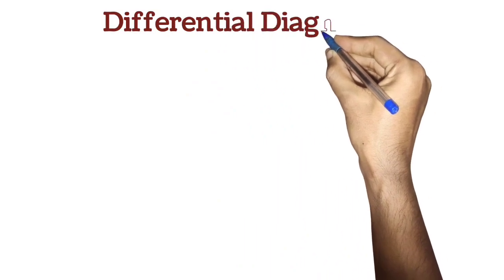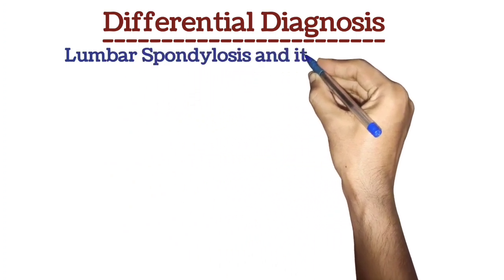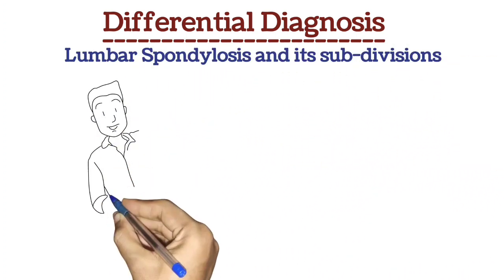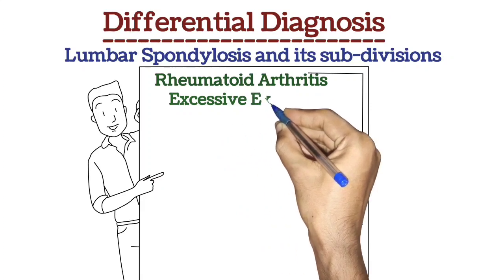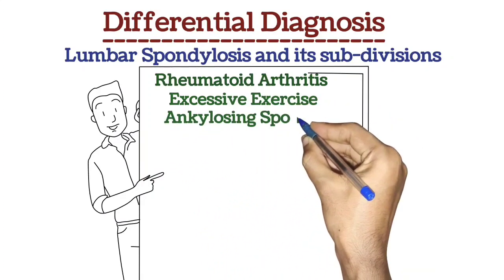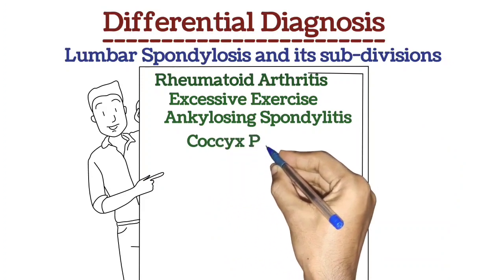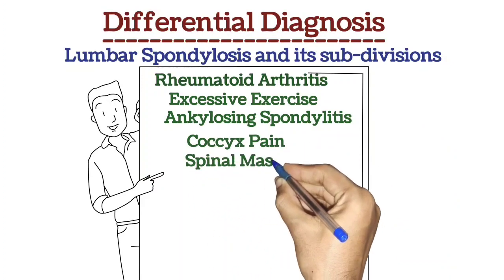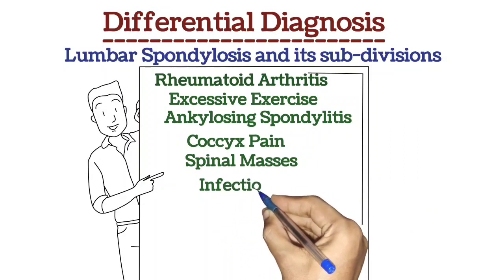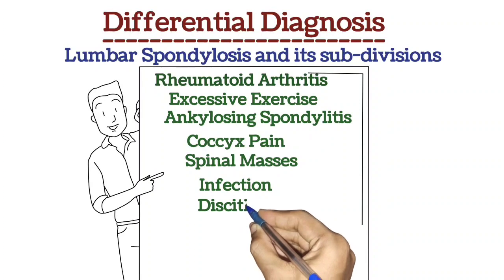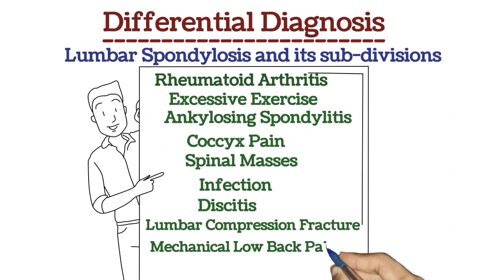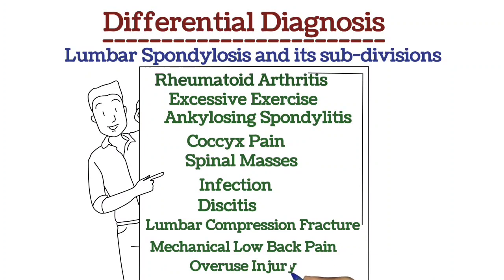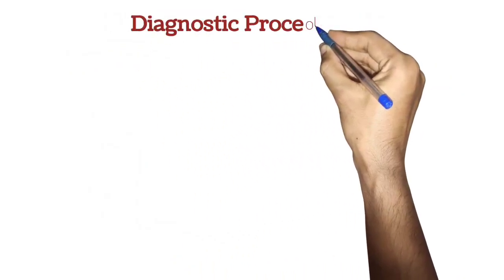Differential diagnosis: when a patient experiences low back pain, there are various potential causes, including: 1. Lumbar spondylosis and its subdivisions. 2. Rheumatoid arthritis. 3. Excessive exercise. 4. Ankylosing spondylitis. 5. Coccyx pain. 6. Spinal masses. 7. Infection. 8. Discitis. 9. Lumbar compression fracture. 10. Mechanical low back pain. 11. Overuse injury.